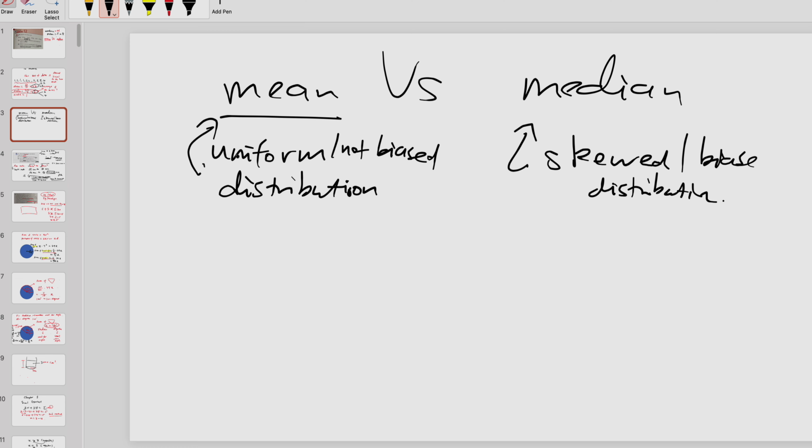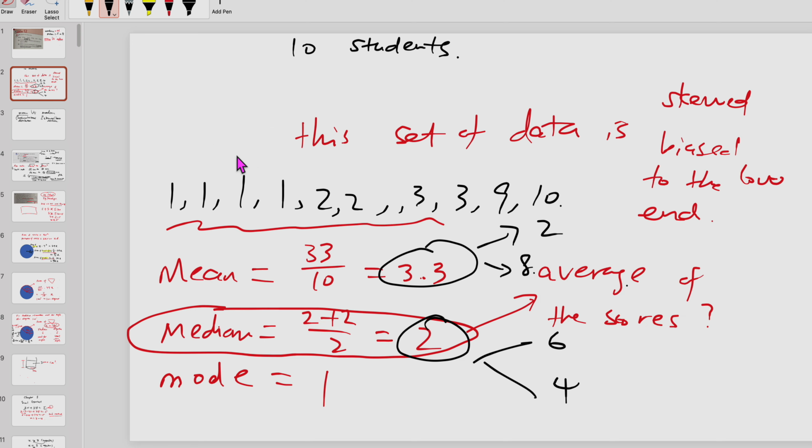When to use mean, when to use median? It depends on the distribution of the data. Skewed, biased, median. Why? Do you know the average, the mean here, is actually biased, very much impacted by the last 2 numbers. The 9 and 10 somehow just raise the average. So therefore this is skewed.